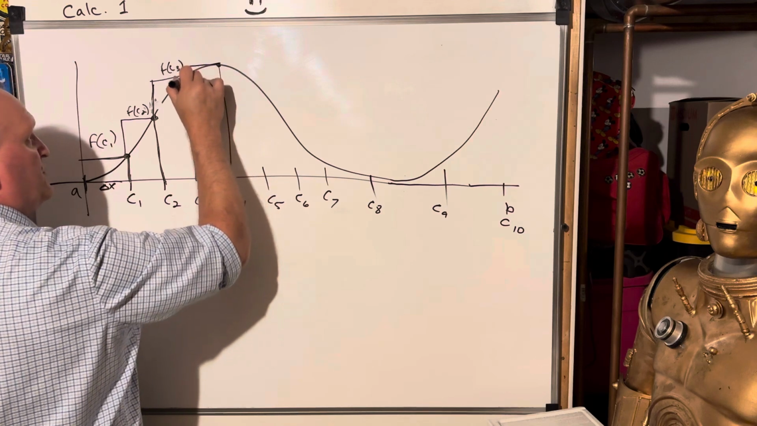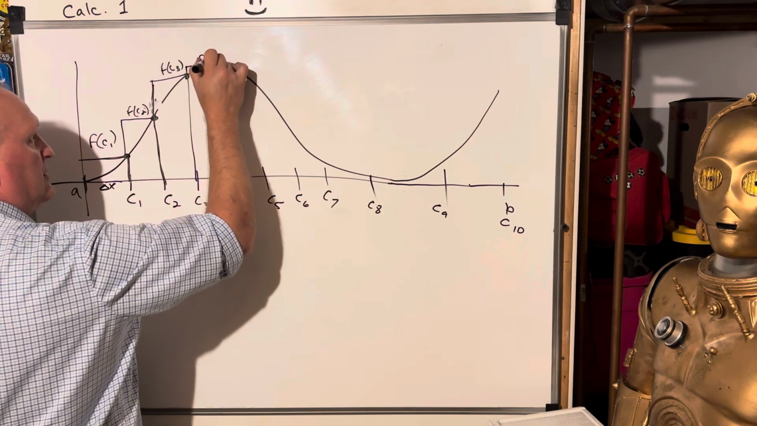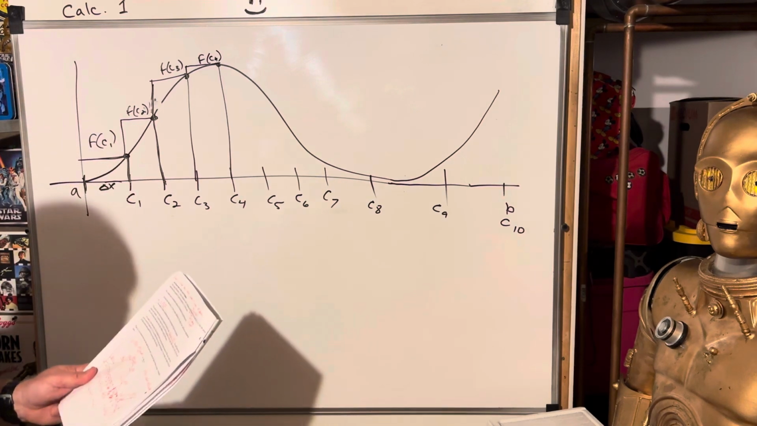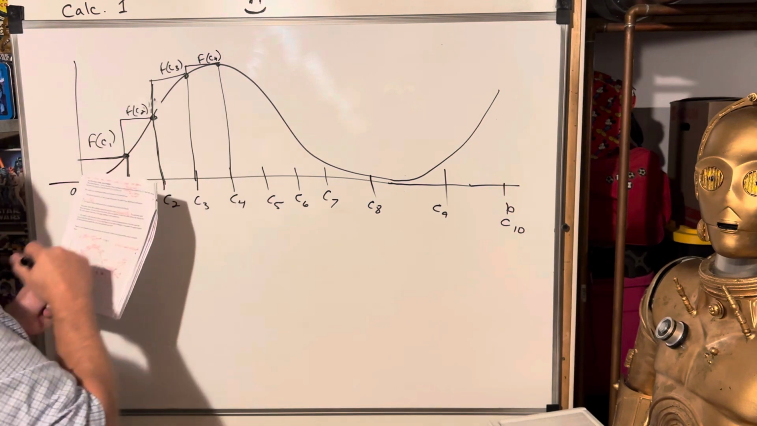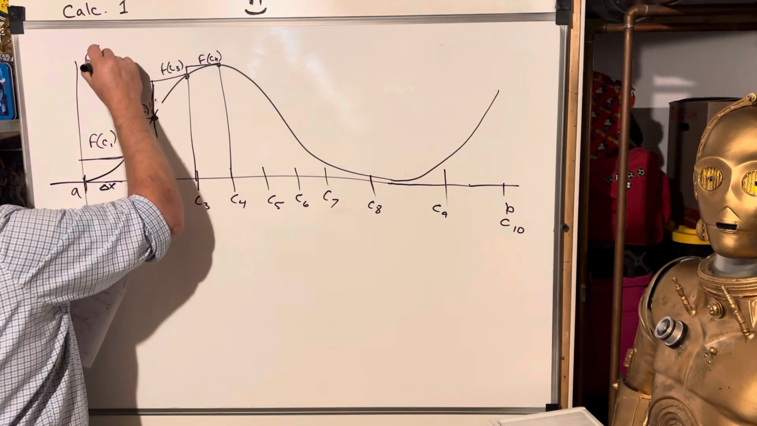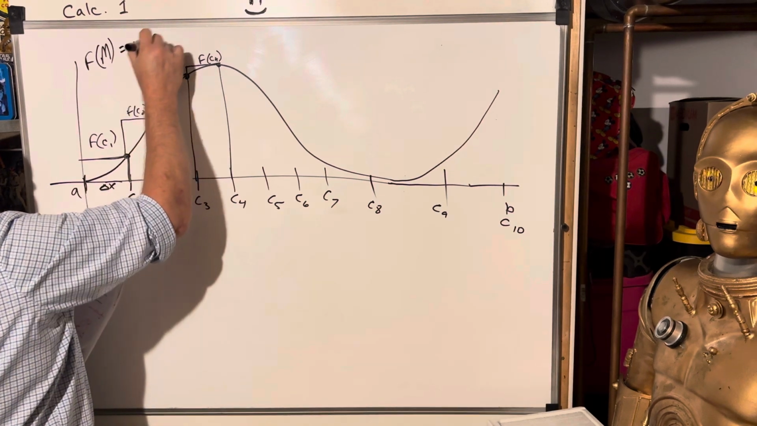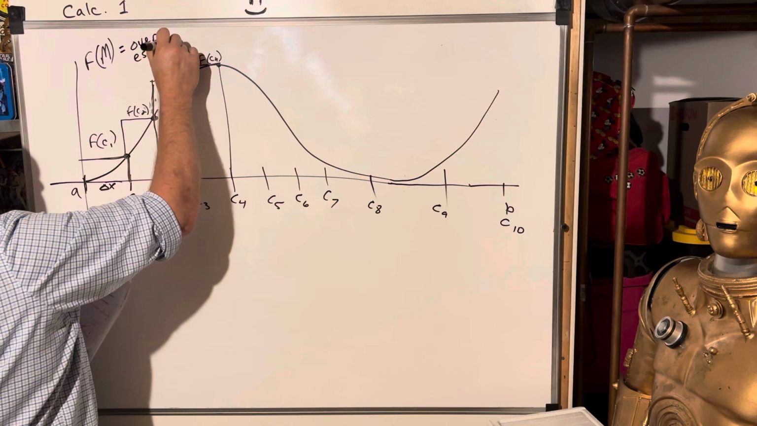F of C4 is pretty close. And now that's all overestimate. So all this half is F with the big M. That's an overestimate. It's going to be too big.